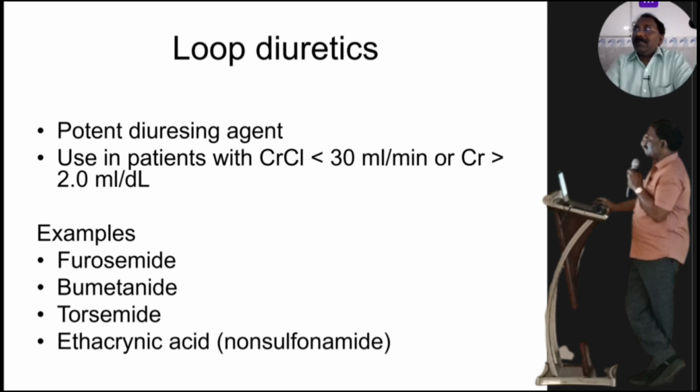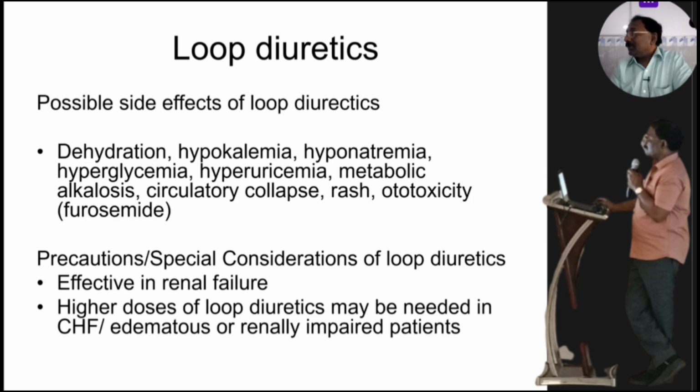It's a very potent drug. You all know that. Lasix, your furosemide, or now the torsemide. These two are very potent loop diuretics. Used in patients with creatinine clearance less than 30. Examples: furosemide, torsemide, bumetanide, and ethacrynic acid. So out of them, furosemide and torsemide are very, very useful drugs.